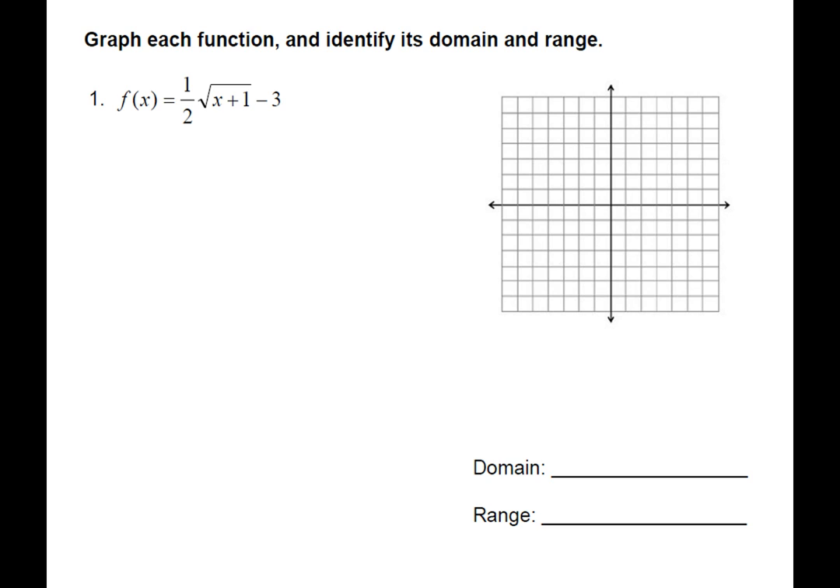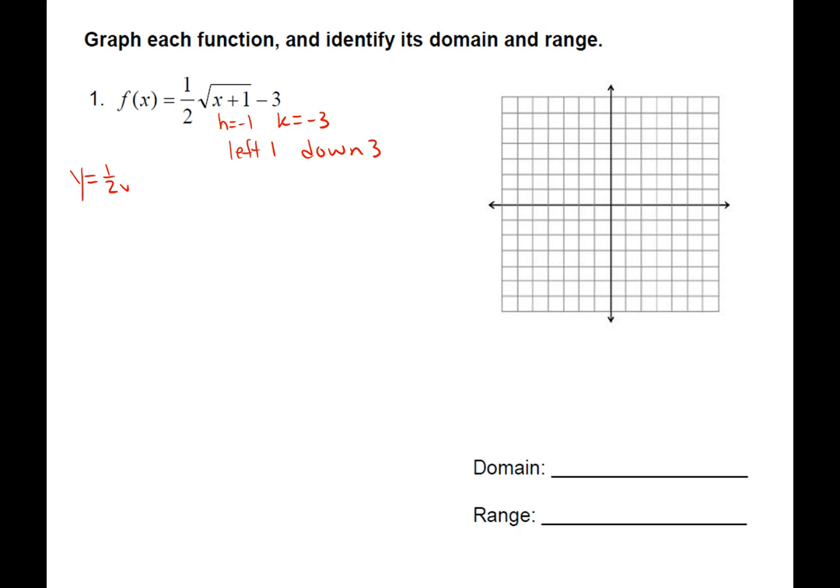So here we go. Number one, graph each function and identify the domain and the range. Starting off, I would point out my h and k. And remember that h does the opposite of what it appears. So h is -1, k is -3. That means we're going left 1 and down 3. We're going to shift that at the end. So then I would rewrite my function.